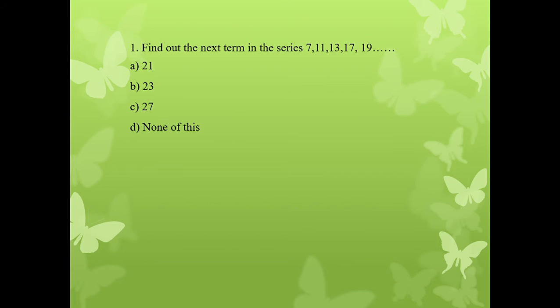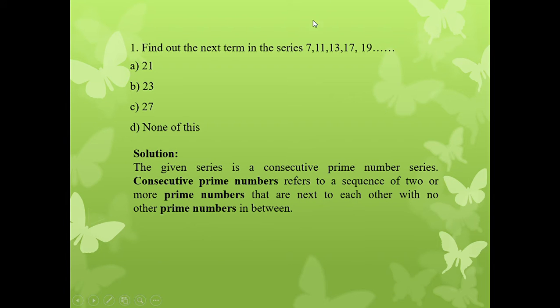The first problem: find out the next term in the series 7, 11, 13, 17, 19 and so on. Solution: the given series is a consecutive prime number series. Consecutive prime numbers refers to a sequence of 2 or more prime numbers that are next to each other with no other prime numbers in between. Therefore, the next term after 19 is 23. The right answer is option B, 23.